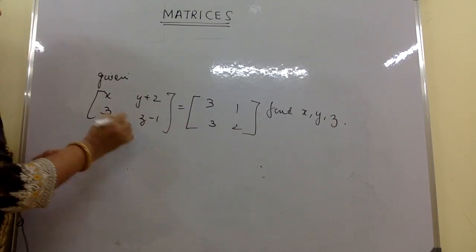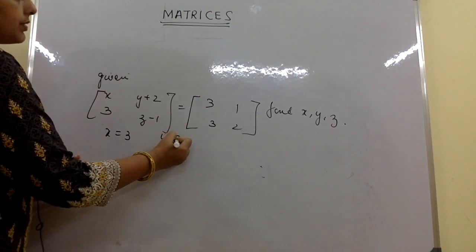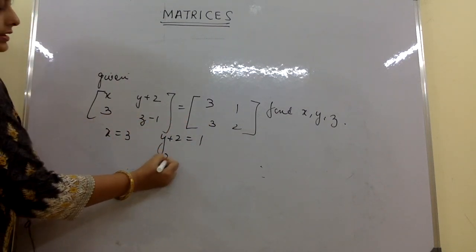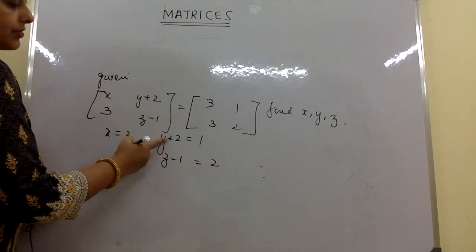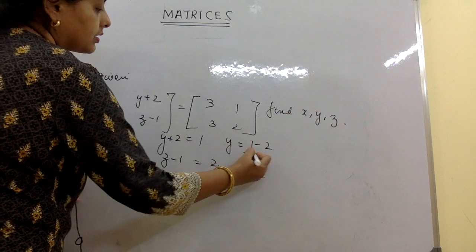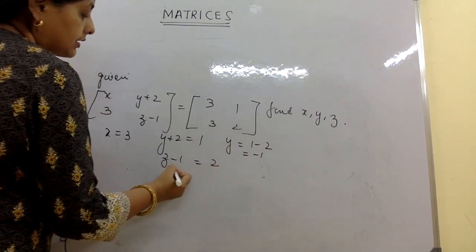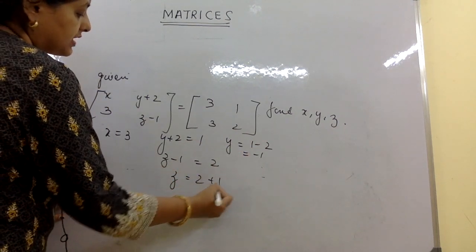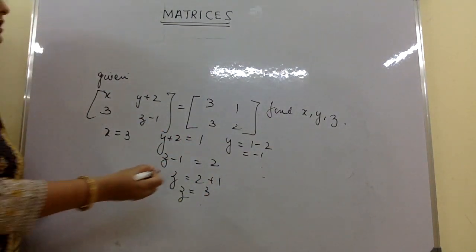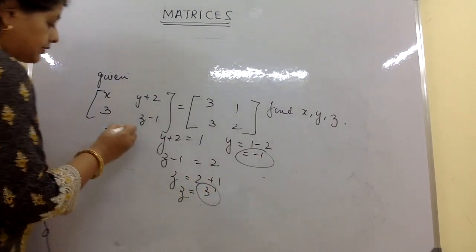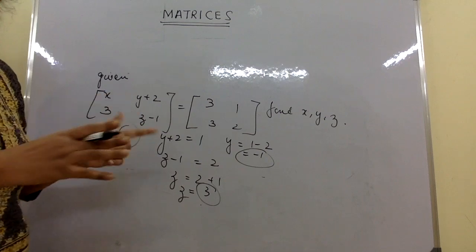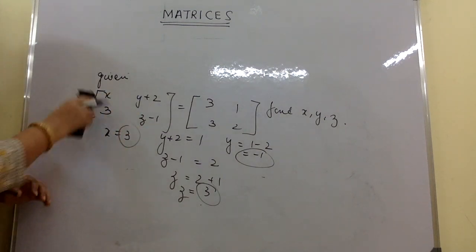X is equal to 3, no calculations required. Y plus 2 is 1. 3 is 3 only, and z minus 1 is 2. So from this, if I solve this, y is equal to 1 minus 2, which is y comes to minus 1. And here if I do 2 plus 1, simple linear equations, z is 3. So my 3 values are here. I got my x, y, z. This was the first sum, so it was very, very simple.